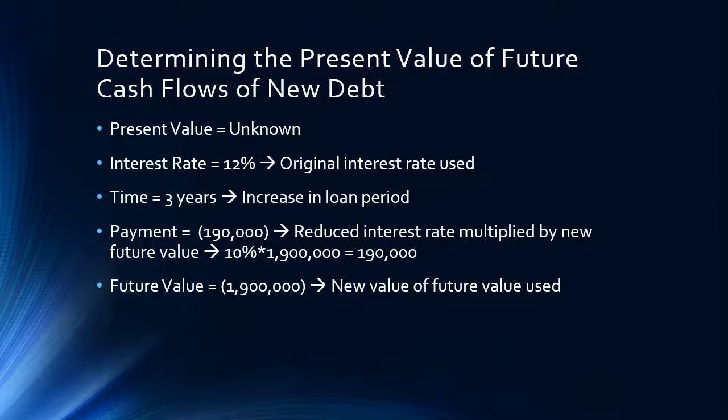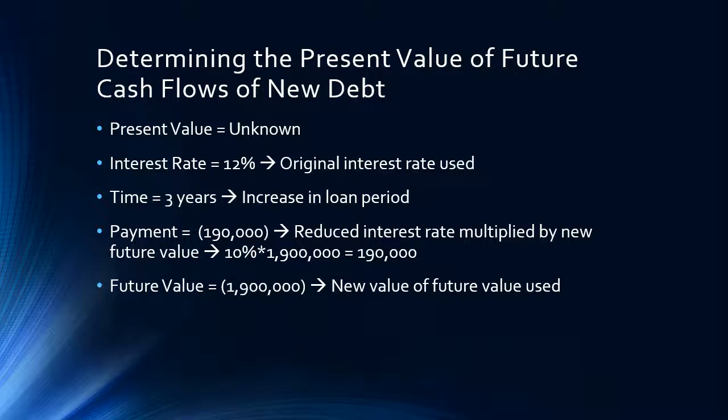The interest rate is 12%, and we have to use the original interest rate in this calculation. The time is 3 years, which is the increase in the loan period. Payment is $190,000 as a negative number.